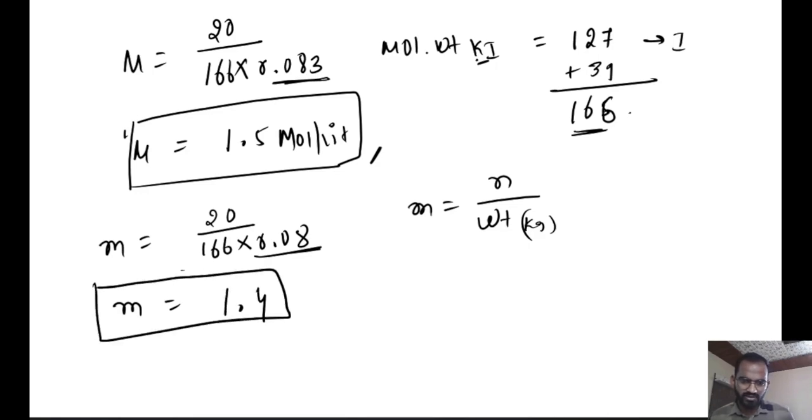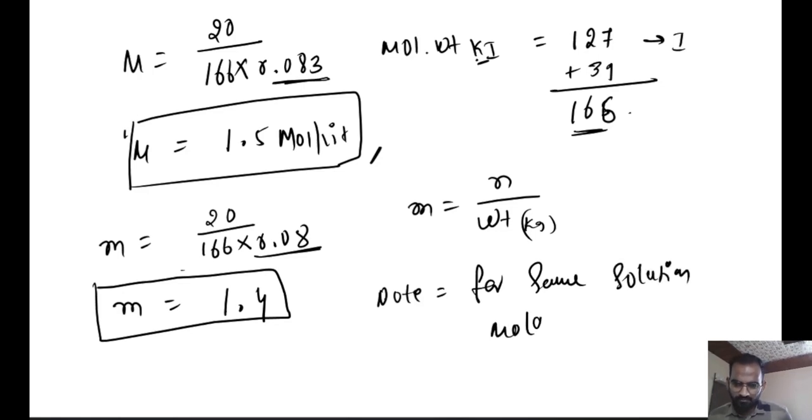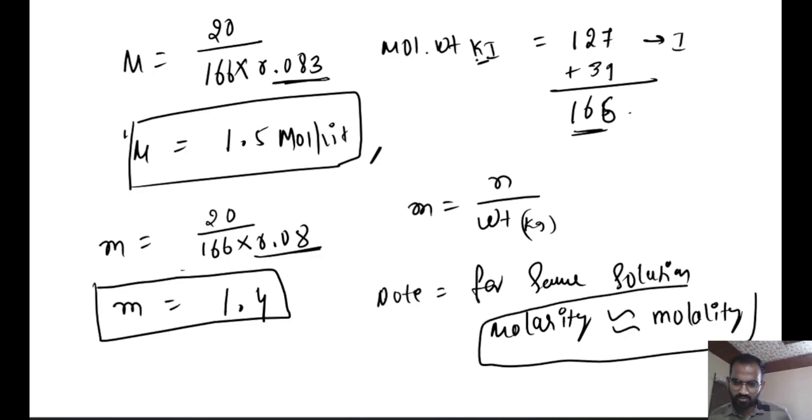See here, one thing you observe: for the same solution, note this point, molarity is always approximately equal to molality, both will be the same always. Approximately 1.4, not 1.4, more than 1.4 it will come. And molarity also we got around 1.5 approximately.